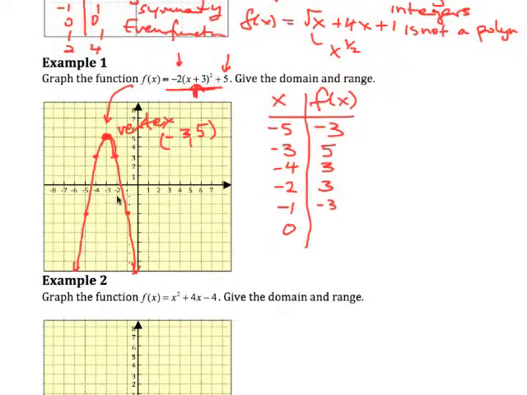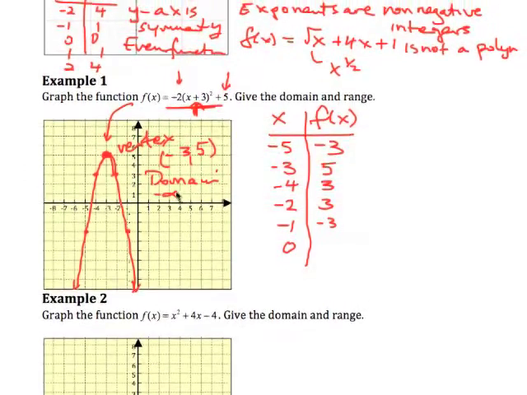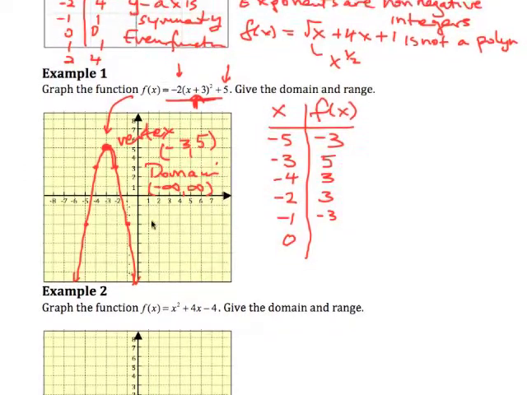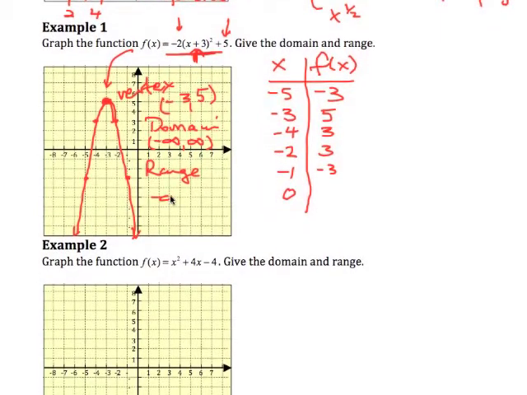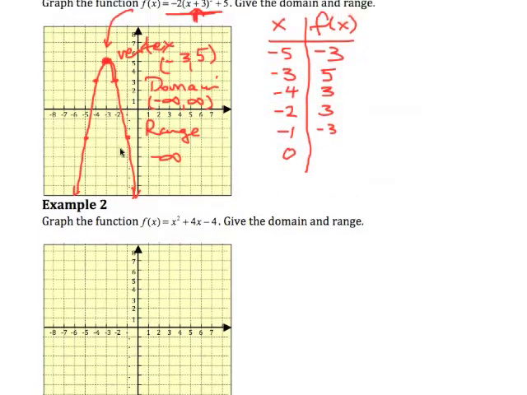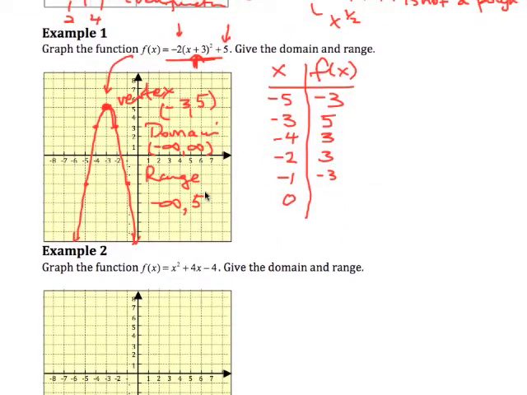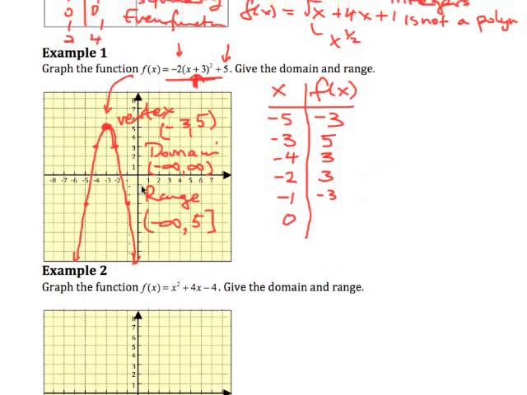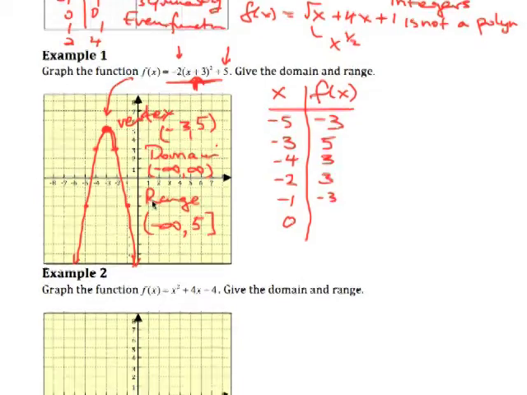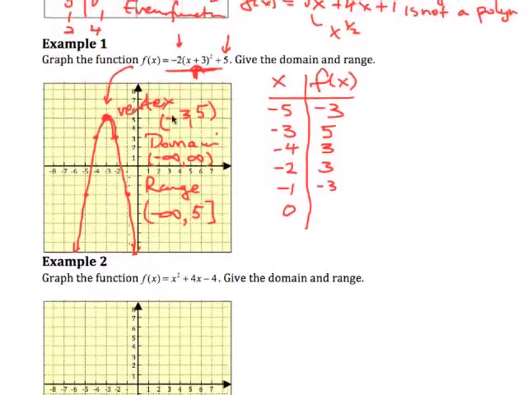Now we can see some other things here. What is the domain of this? Well, the domain is all the real numbers. And what is the range? Well, the range is anything from negative infinity, because it's going all the way down here, but it peaks out right here at 5. And that will be our range.